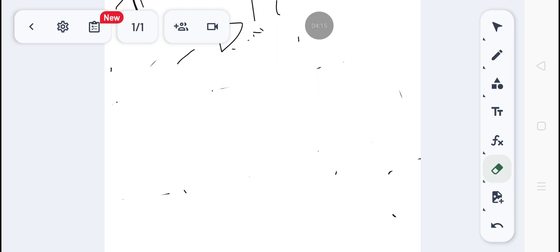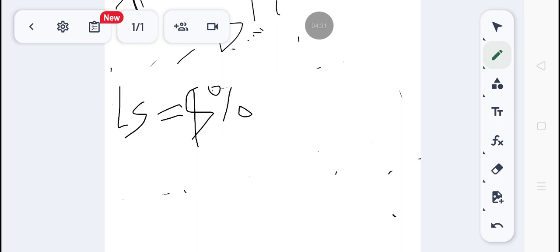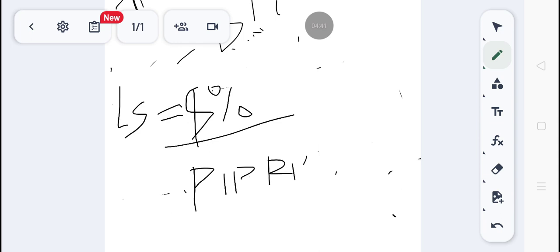So lot size is, the formula to find this is LS equals dollar risk percent, all over pip risk, divided by 10.